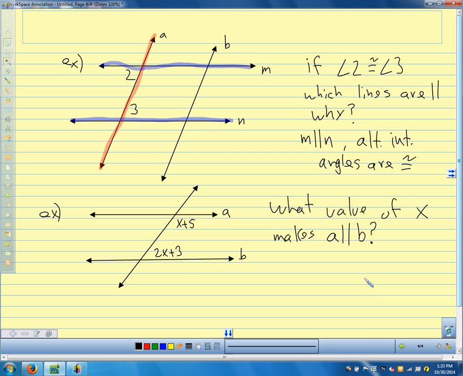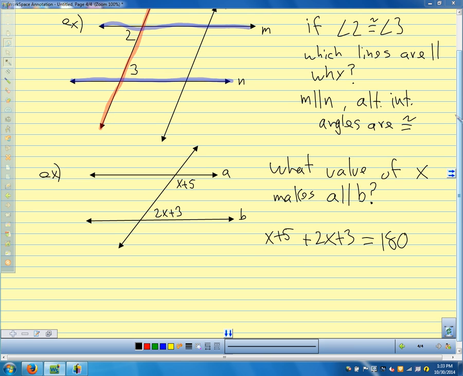So first off, we need to decide what kind of angles we have. So what are these? Same side interior. What has to be true about same side interior angles for the lines to be parallel? They have to be supplementary, which means they add to 180. So how am I going to write that they add to 180? x plus 5 plus 2x plus 3 equals 180. And now that will let us find x.